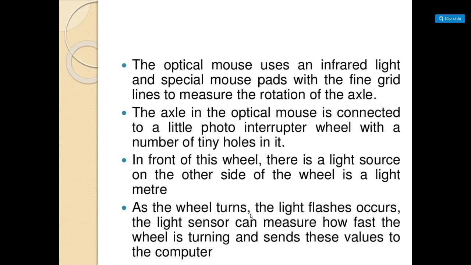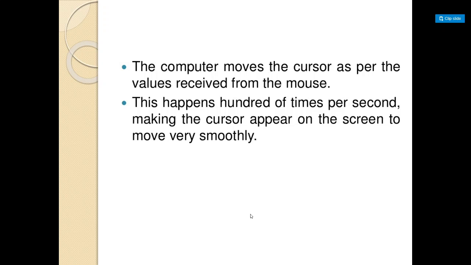You can move the mouse pointer slowly or even faster, right? You might have seen while playing games that it moves very fast. But if you're typing or just clicking on a few things, you can move it slowly. So these values are sent to the computer, and accordingly the speed of the mouse is determined. The computer moves the cursor as per the values received from the mouse. As this rotates faster, the mouse moves faster. When it rotates slowly, it moves slowly. This happens hundreds of times per second, so it's very, very fast. So when we see the cursor moving, it is actually very smooth.